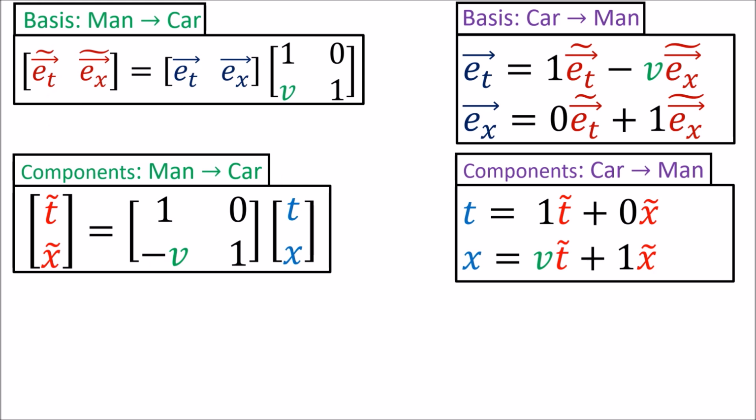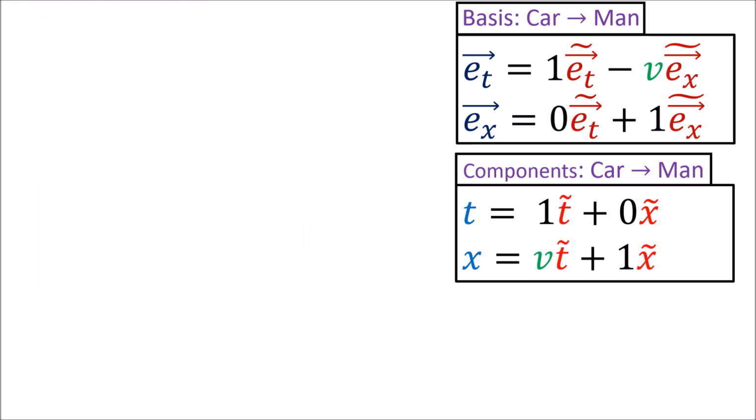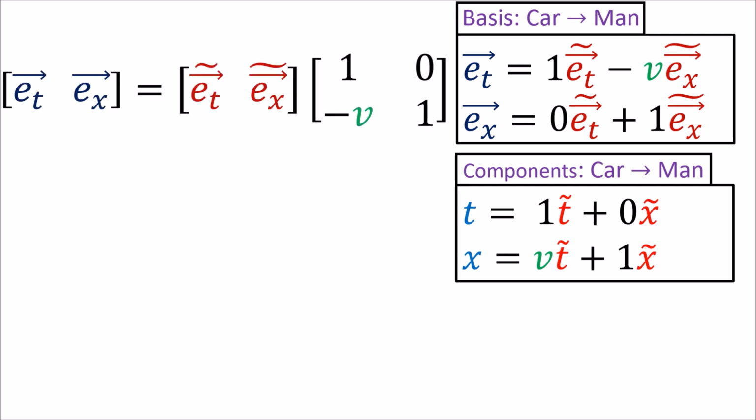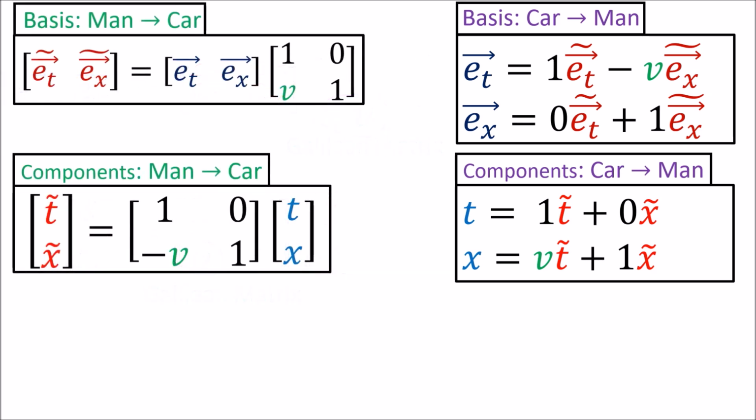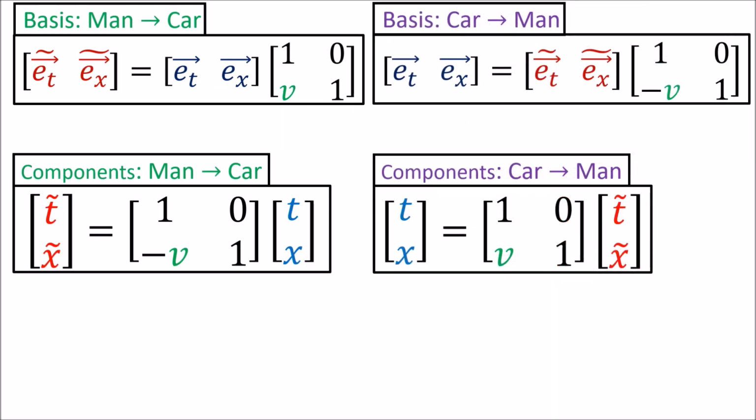And we can also convert the other equations that change from the car to the man into array notation. The rows of basis vectors transform with this Galilean matrix using the minus v, and the columns of vector components transform with this Galilean matrix with the positive v. So here we have all four formulas for the Galilean transform written in array notation.